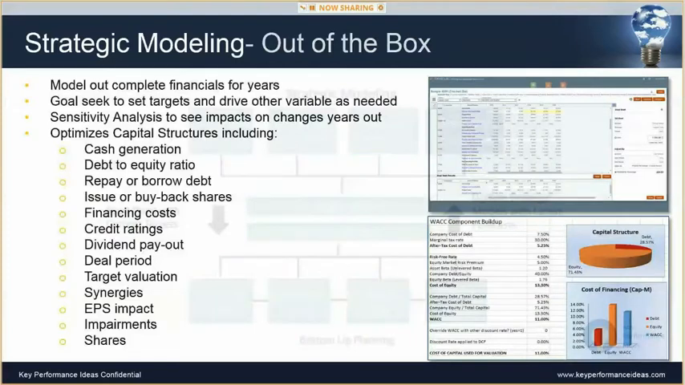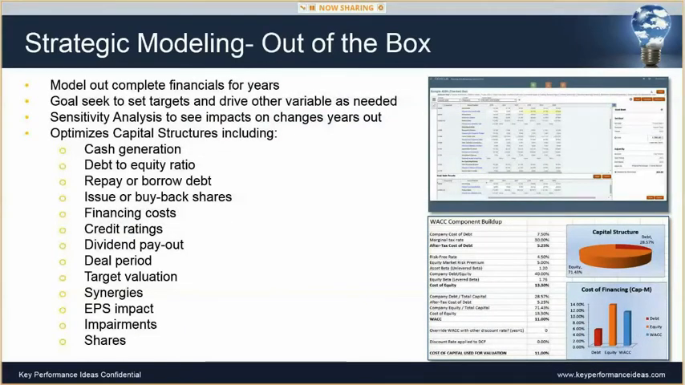Now, the solution out of the box is a lot of different things, and this is a laundry list of just some of them, but I'm going to get into a presentation in just a second. Again, the most popular way this is used is for modeling out multiple years. Not just thinking about the current year or the next year, but thinking 3, 4, 5 years out. Being able to set goals and targets, and the drivers you can play with in order to reach those goals. Being able to do sensitivity analysis to see the impacts of changes as you go years out.